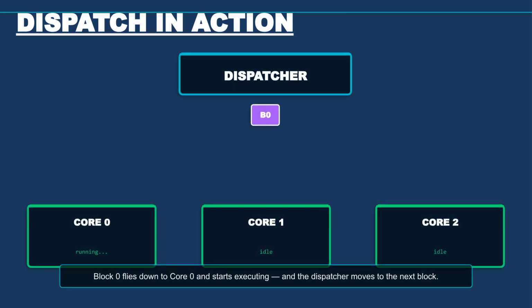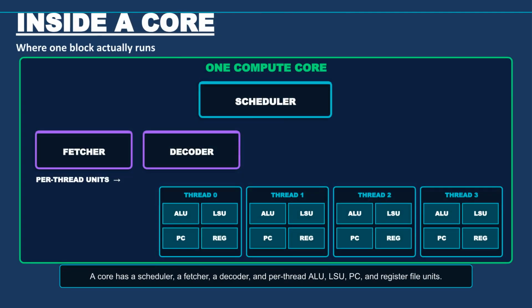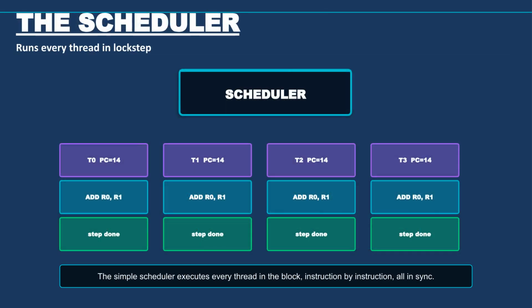The dispatcher then moves on to scheduling the next block of threads, which in a larger system would be assigned to other idle cores. Inside a core where a single block runs, we find a scheduler, a fetcher, a decoder, and per-thread units: the ALU, LSU, program counter, and a register file. The simple scheduler runs every thread in the block in lockstep. It executes the instructions, such as ADD R0, R1, R2, for all threads simultaneously, keeping all threads in sync.